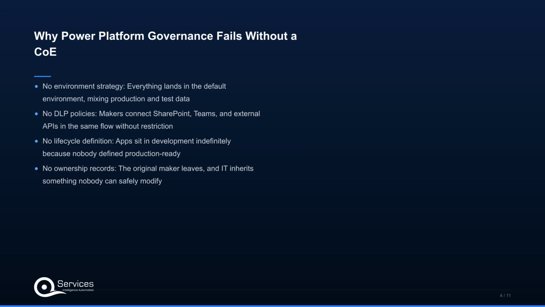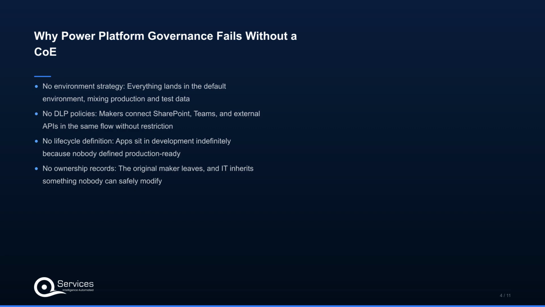Moving on to why Power Platform governance fails without a COE. Power Platform governance prevents your Microsoft tenant from becoming a digital junkyard. Without it, every team builds differently, data flows into connectors security has never reviewed, and Power BI reports contradict each other because 3 teams built the same dataset 3 different ways.